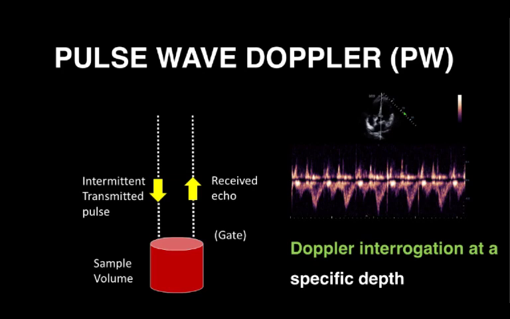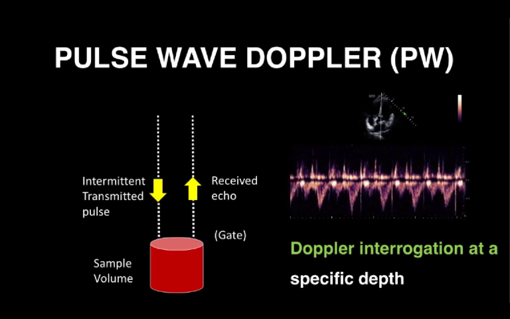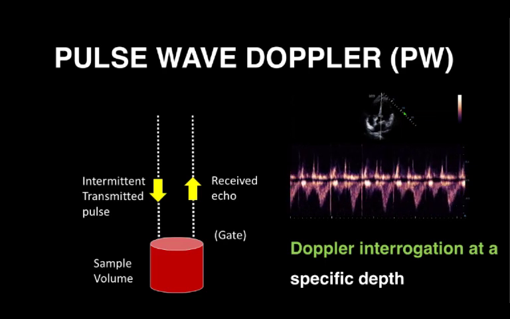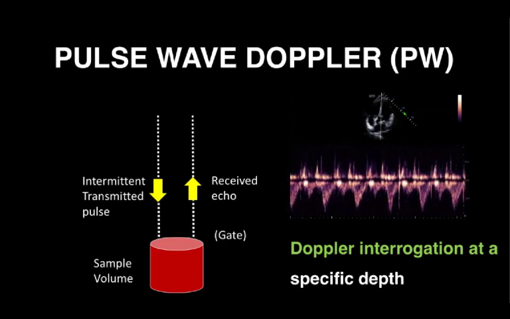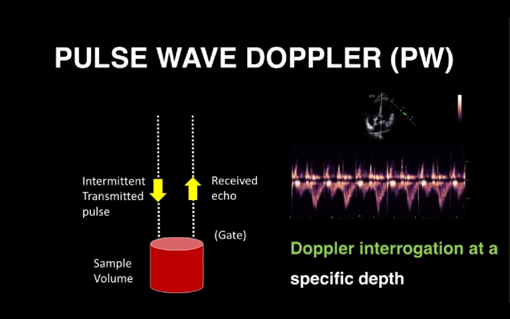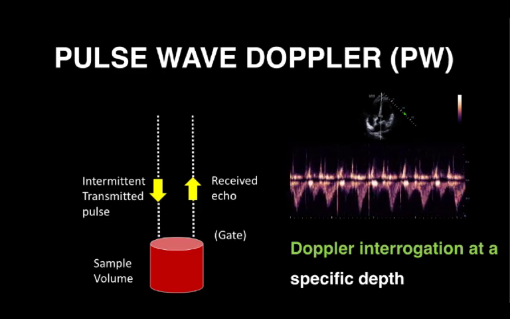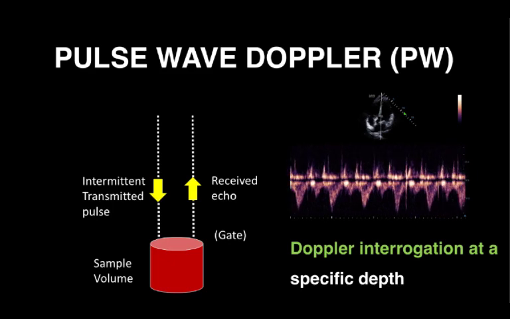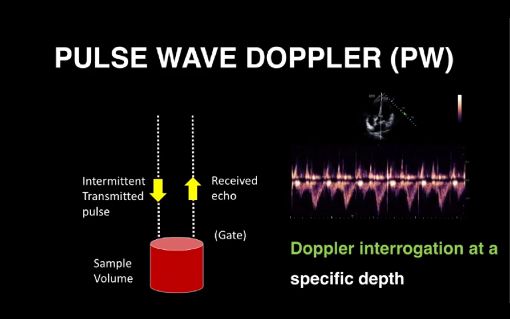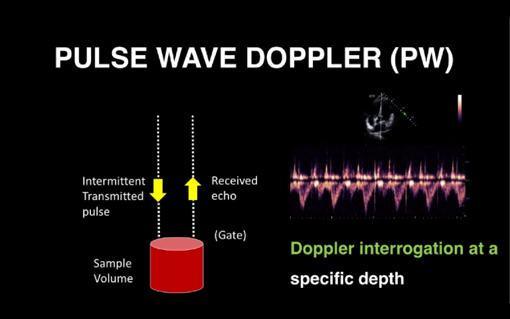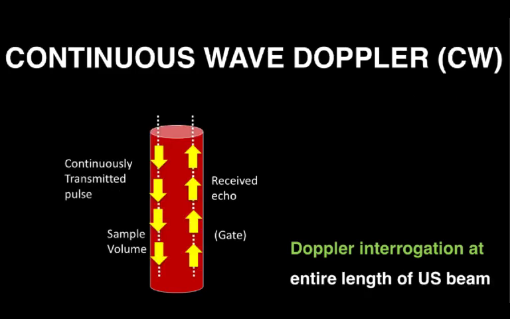Pulse wave Doppler. As the name indicates, the machine is delivering pulses. So it's intermittently sending a pulse and sensing, listening only for a small fraction of the whole period. The Doppler interrogation in this case is happening at a very specific depth. This is what allows us to interrogate a very specific fraction, for instance, the gate located right in front of the mitral valve inflow, and obtain information about the velocities of the blood at that point. That is different from continuous wave Doppler, which is essentially interrogation throughout the entire length of the ultrasound beam. So pulse wave Doppler is the tool that you want to be using for these measurements.